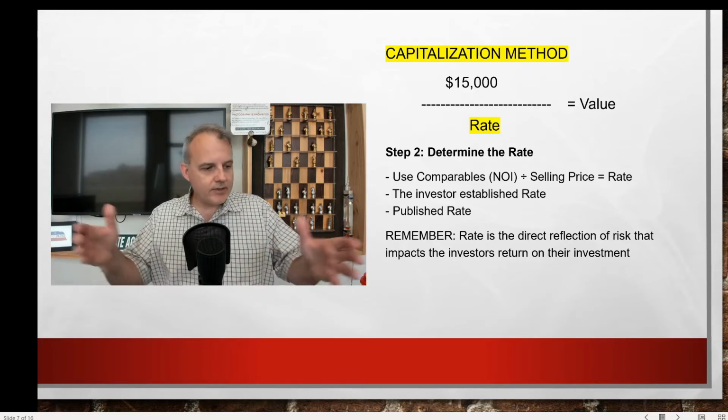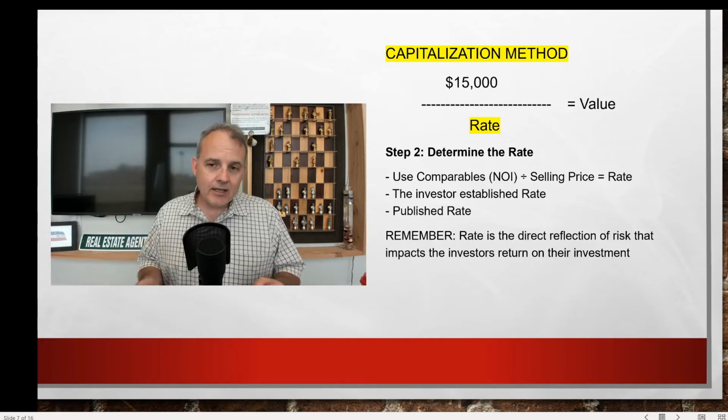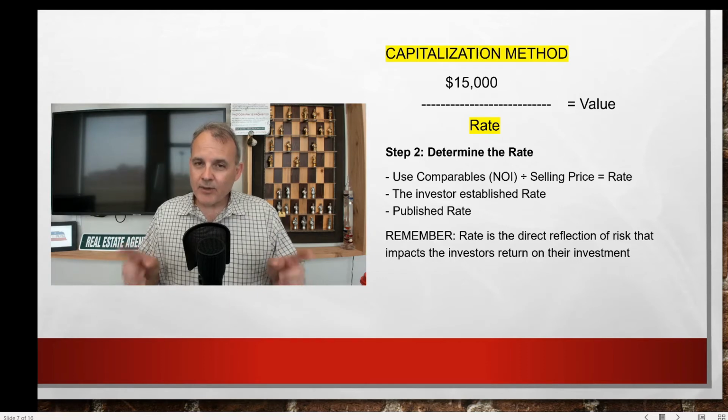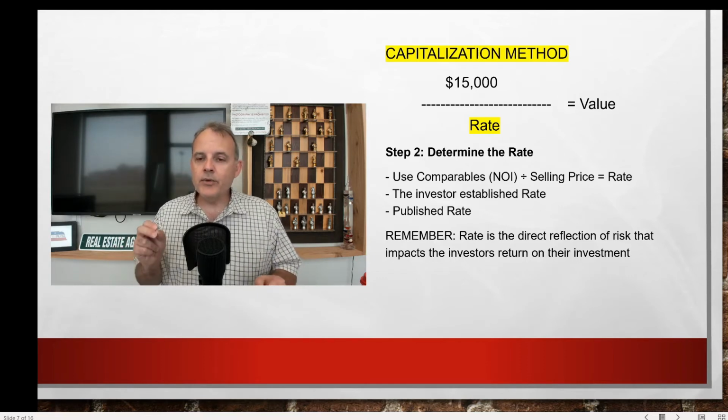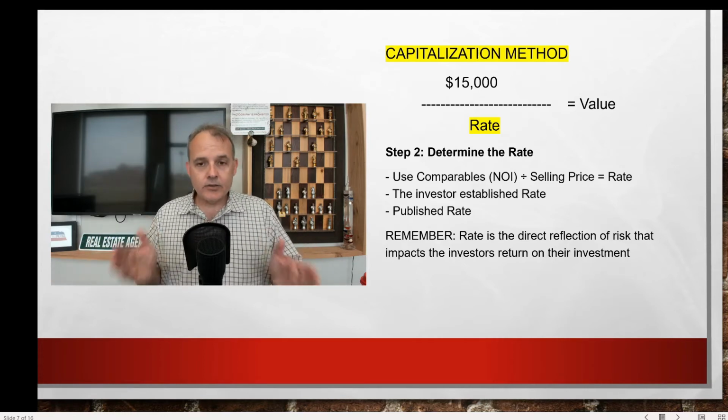Comparable properties that have recently sold in the area. And then we do an analysis, and we'll take the property's net operating income. Remember, net annual operating income, and we divide it by the selling price, and that will give you a cap rate. That is one way.